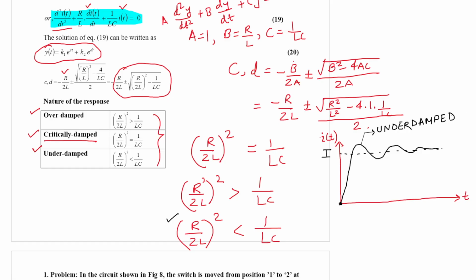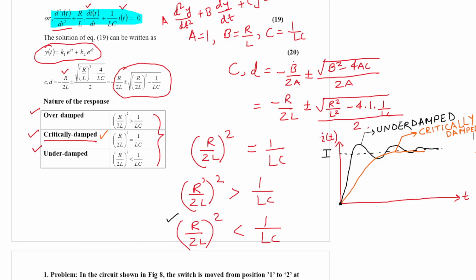Now if you follow the equal case, it is called critically damped response. So we will roughly see this nature. It will go straight and settle to this value. So this response is called critically damped.